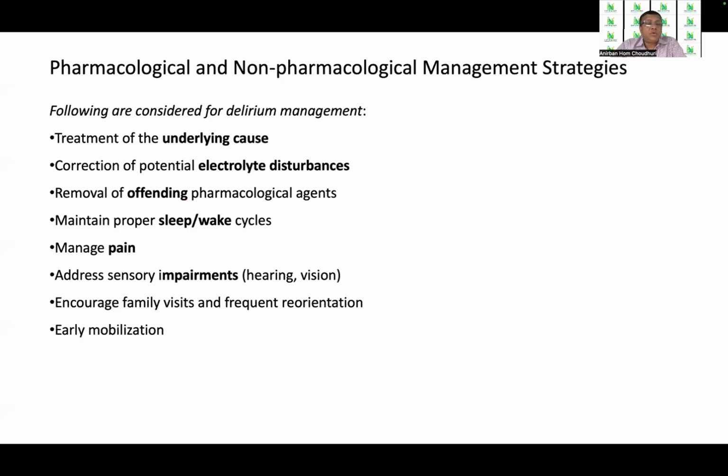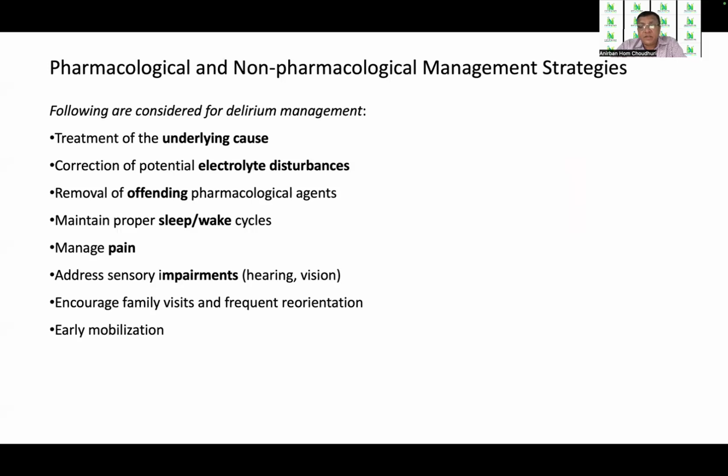So we have both pharmacological and non-pharmacological strategies for management of ICU delirium. But it is important to consider, foremost, what the underlying cause is. If you are able to detect the underlying cause, we should always try to treat the cause, and the delirium will correct on its own. Correction of potential electrolyte disturbances, removal of offending pharmacological agents which are responsible for the delirium, maintaining proper sleep-wake cycles.